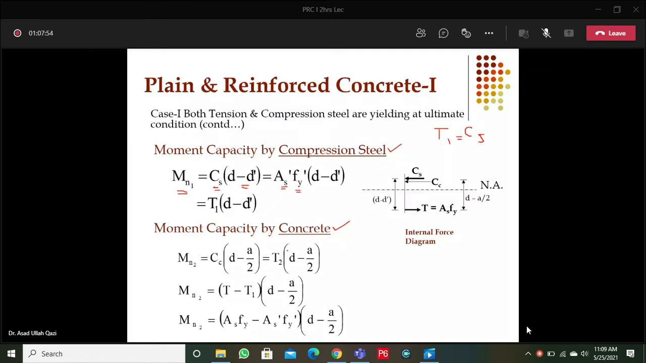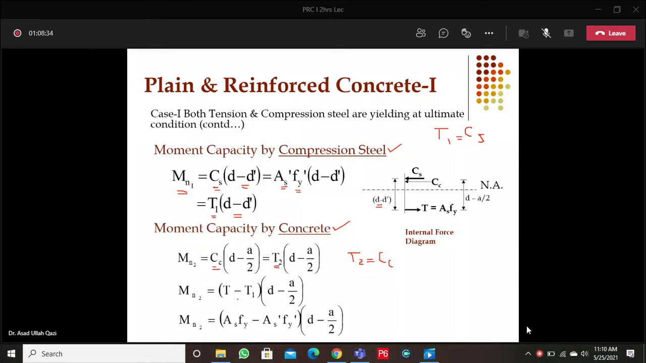So it is MN1, a couple between steel and steel. You can replace CS with T1 and you will say T1 into lever arm. So the lever arm is this one, and T has a component T1. Now we want to write another equation which will make the couple of T2 with CC. T2 is one component of total T. Now, if you are interested in CC into lever arm, agreed. Or T2 into lever arm, okay.